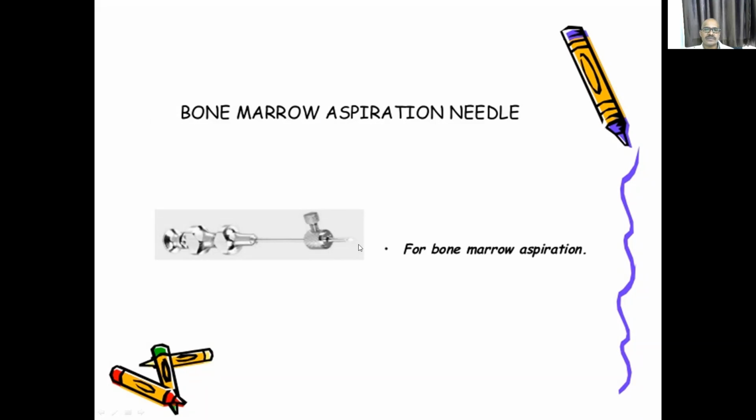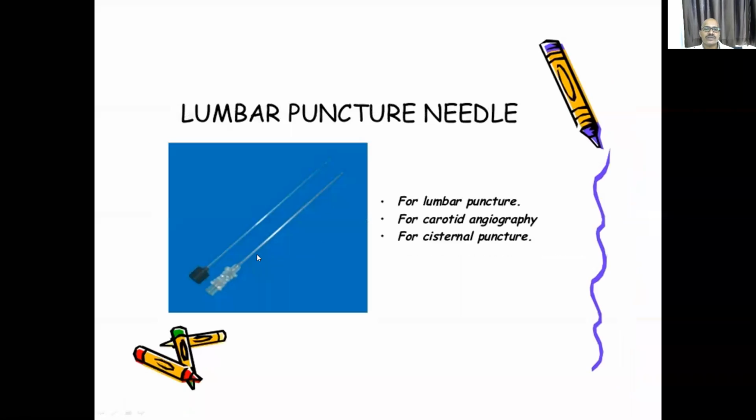If this is kept, you have to write the indications: pancytopenia, leukemia, subleukemic leukemia, ITP, Gaucher's disease, Niemann-Pick disease. These are the indications.